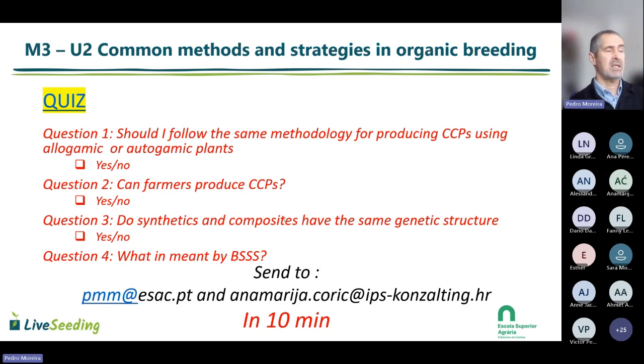And do synthetics and composites have the same genetic structure? Yeah, the response would be no, because if we talk about synthetics, we are generally talking about inbred lines, and in the case of composites, generally we are talking about many things that we could use. Obviously, composite populations are different from inbreds.